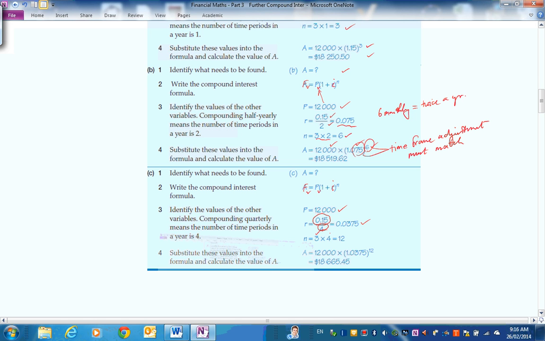3 years, how many times? 4 times a year, quarterly, every quarter of a year. So there'll be 12 calculations. So it looks like this. Okay, and you can see, I think, what's happening.